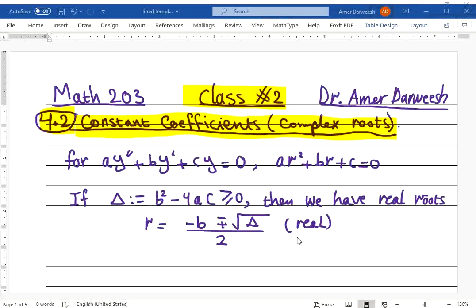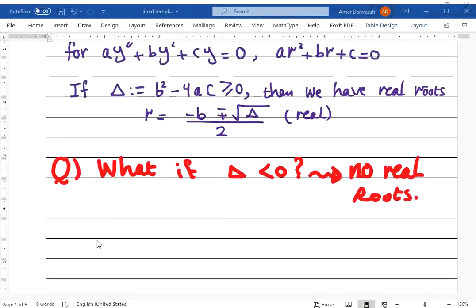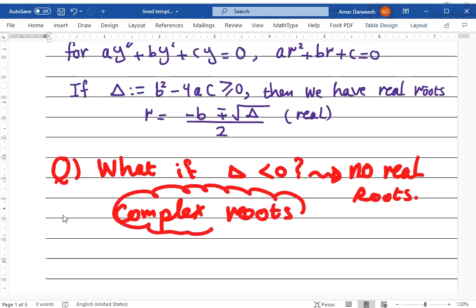Now, our question is, what if the discriminant is less than 0? Then the answer is, there are no real roots. في هذه الحالة ما دام ما في عندنا real roots راح نضطر نتعامل مع complex roots. So now we need to know what we mean by complex roots. في هذه الحالة بدنا نتعامل مع complex roots.